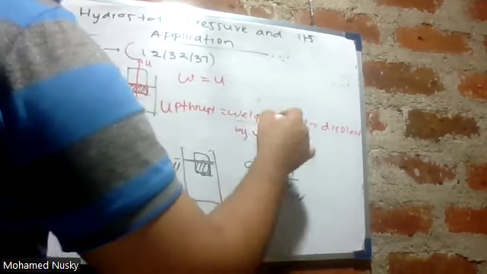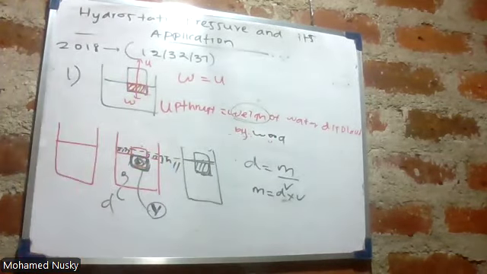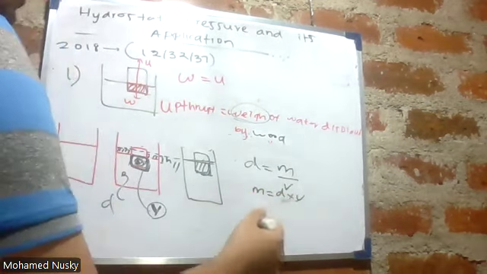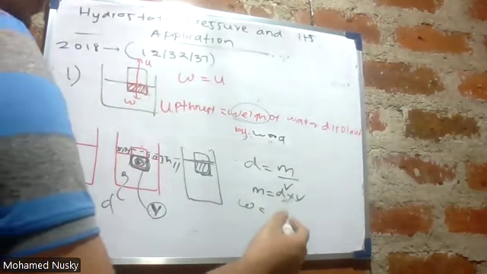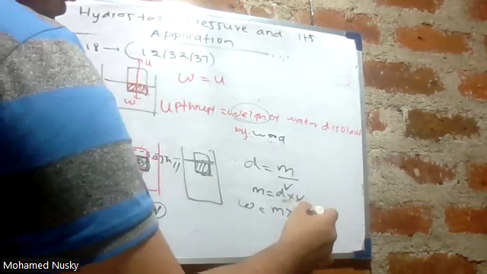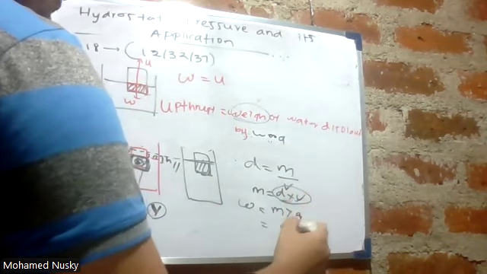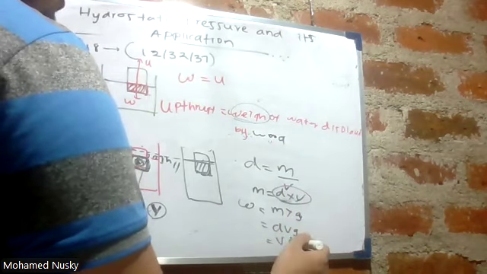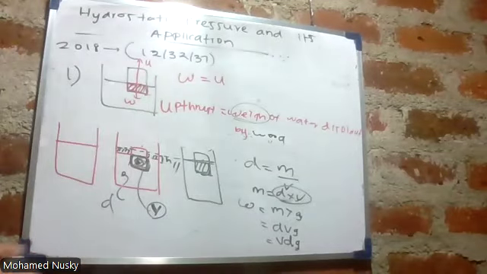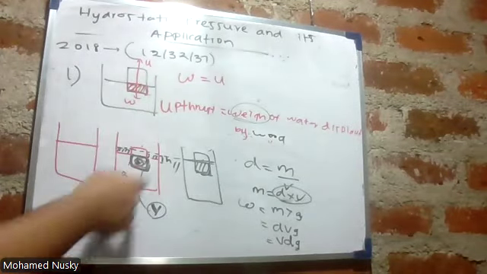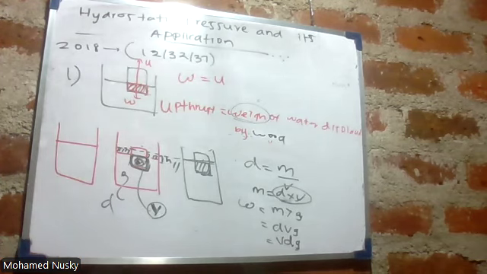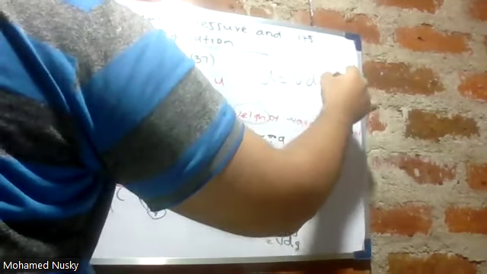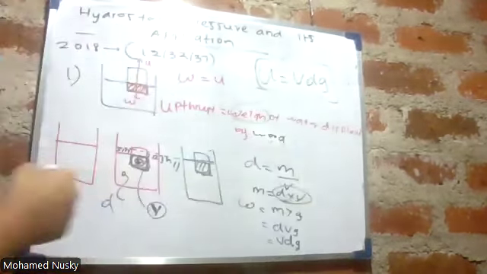We need to find the weight of water displaced by the wood. I know the mass of water displaced by the wood: mass is equal to D into V. Then what is the weight of water displaced by the wood? That is equal to mass into gravitational acceleration, that is dVg, which is Vdg. Therefore, what is the equation for upthrust? Upthrust is equal to Vdg.